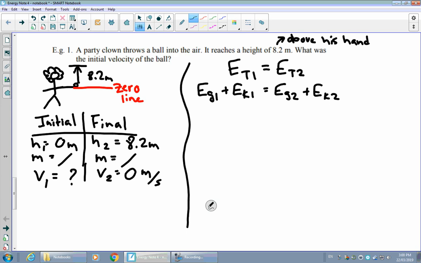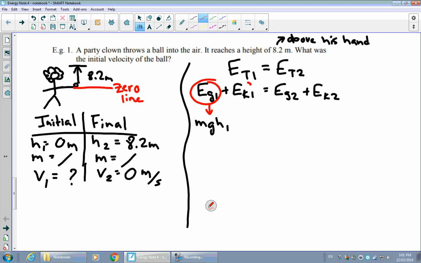The reason why I wanted to break it up into those pieces is because gravitational and kinetic energy are both things that I have specific formulas to help me find. So I'm going to just replace the E's in that equation with the specific formulas that calculate those different forms of energy. So, for example, EG1, I have a formula for that. It's mgh. But remember, specifically, if it's the initial gravitational, it's going to be using h1, the initial height.